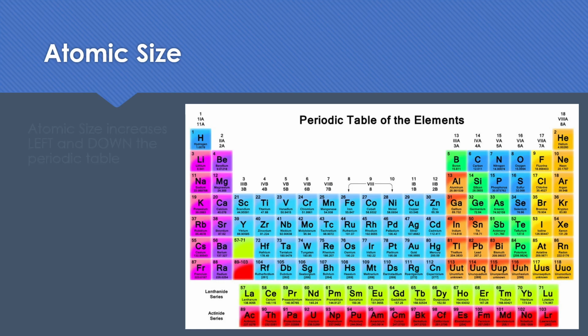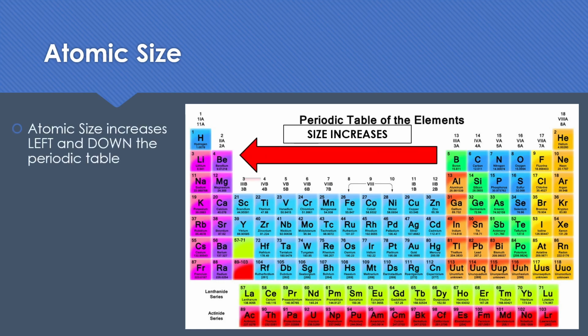Atomic size increases as you go left and down the periodic table. In other words, if you compare two elements, boron and carbon, boron is bigger, carbon is smaller. If you look at oxygen and sulfur, sulfur is bigger, oxygen is smaller, because sulfur is below oxygen. Boron is before carbon, so it's bigger. So you go decreasing size as you go this way, you get smaller.